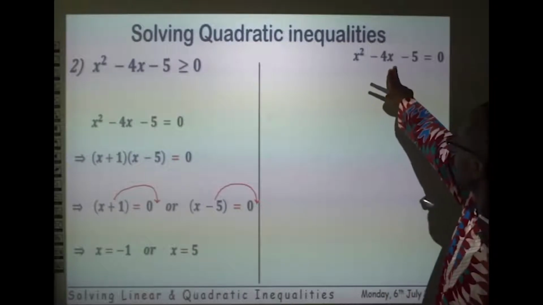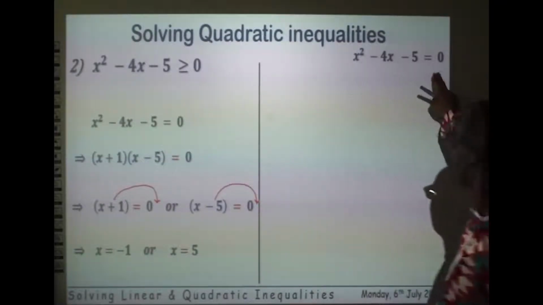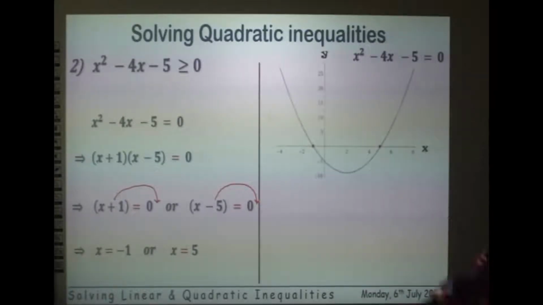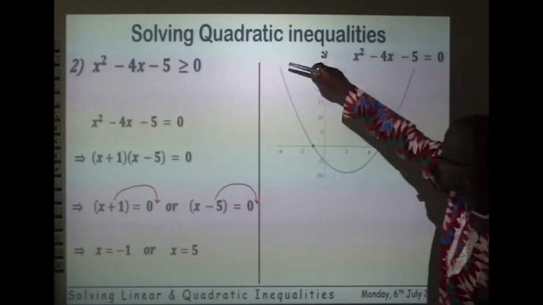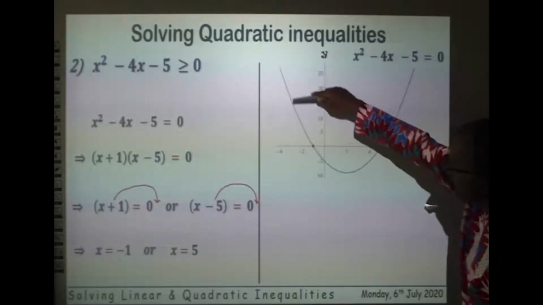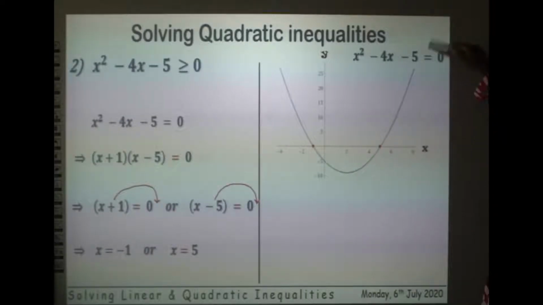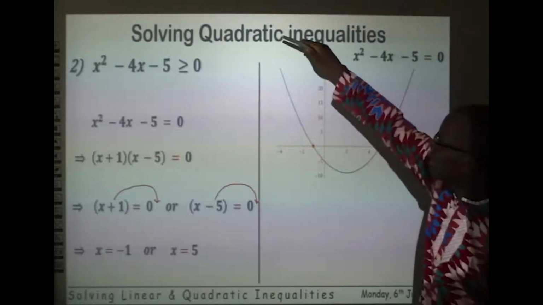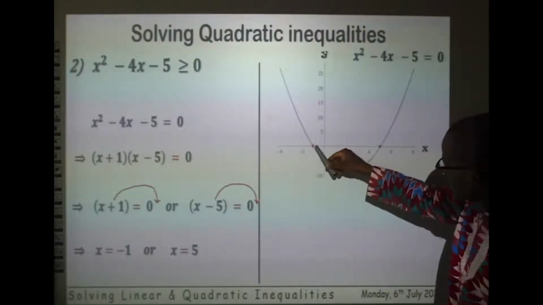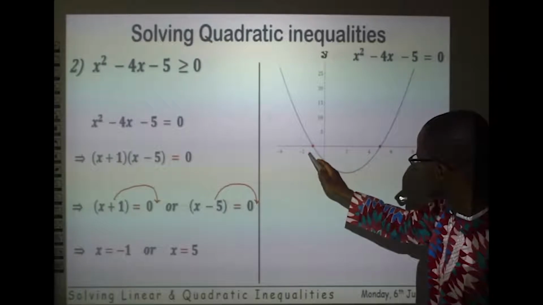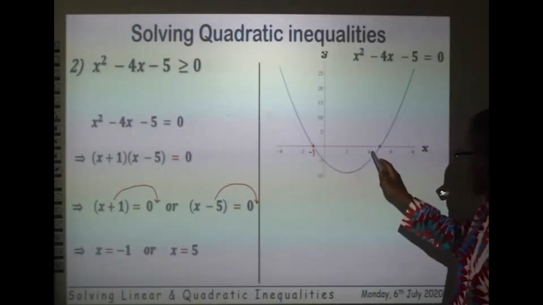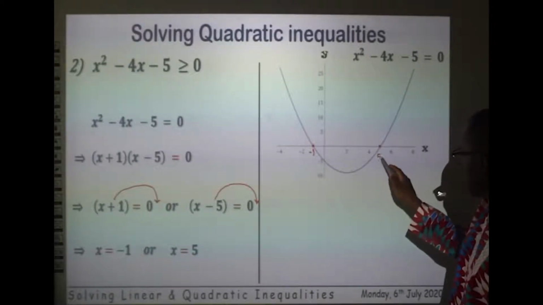So your x squared minus 4x minus 5 is equal to 0. The sketch of the parabola is shown. The coefficient of the x squared is positive, so the parabola slopes upwards. It cuts the x-axis at minus 1, between 0 and minus 2, and at 5, between 4 and 6.